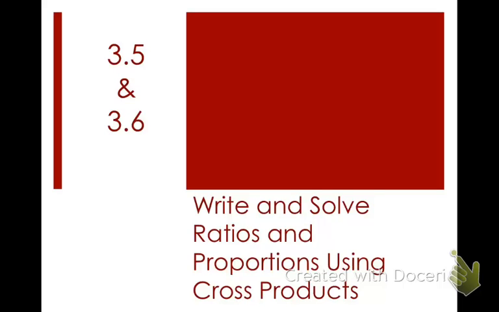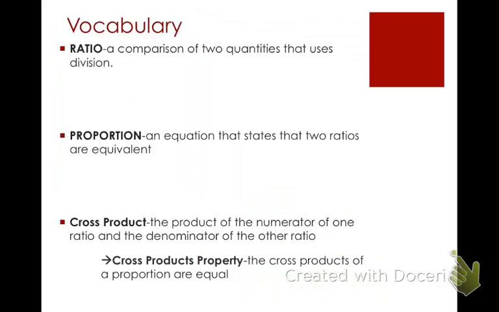This is section 3.5 and 3.6, where we're writing and solving ratios and proportions using cross products. Okay, for vocabulary, first you have a ratio, which you might remember is just a comparison of two quantities that uses division. So there's three different ways we could write it.